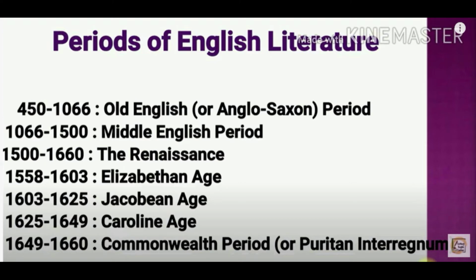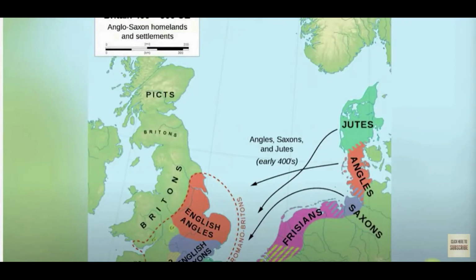So the Old English period was marked by the influx of the Saxon and Angle tribes invading Celtic England. The invasion extended to the conquest of England in 1066, which was led by William the Conqueror. The conquest was carried out by the Norman French under the leadership of William.